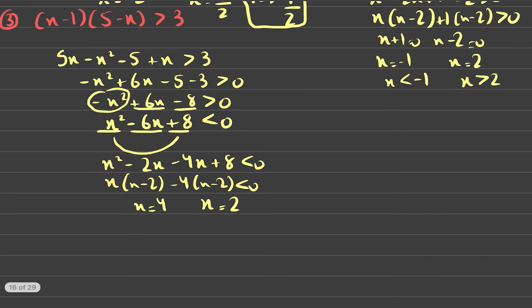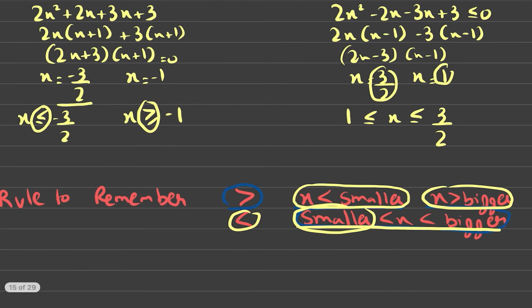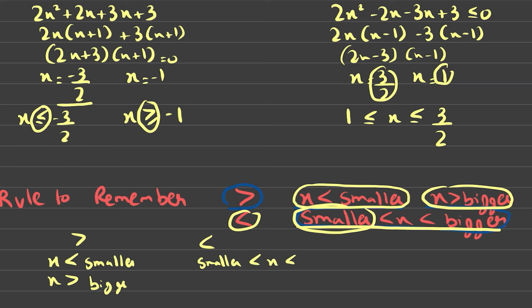In the less than sign, what do you do? You write down the answer in a range form. So guys, what did I make you remember? In greater than, it's always x is less than the smaller value and greater than the bigger value. That's it. In less than, you write down the answer in range form: first smaller, then bigger. That's it.